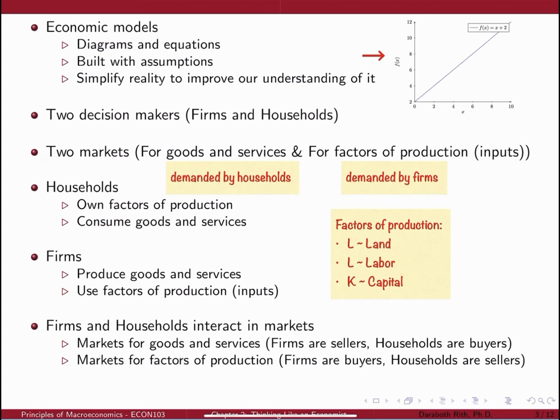Here, I would like you to know that factors of production that run any business structure are simplified as land, labor, and capital. And K here represents capital because we endorse the work of the economist Karl Marx.